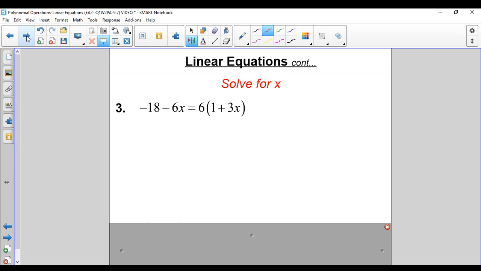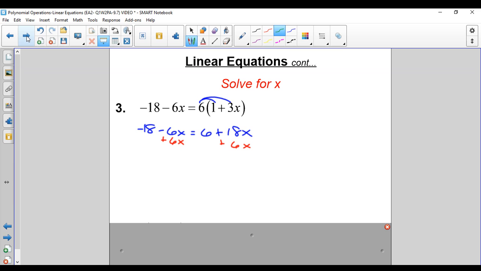Next one. A lot more going on in these two. We need to distribute first. Get rid of those parentheses. We get 6 plus 18x. I move the variables to wherever the larger variable is. That's on the right side. So I'm going to add 6x over. It doesn't matter which side you move it to ultimately. I just move it over.